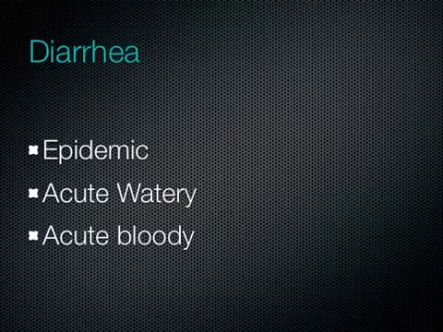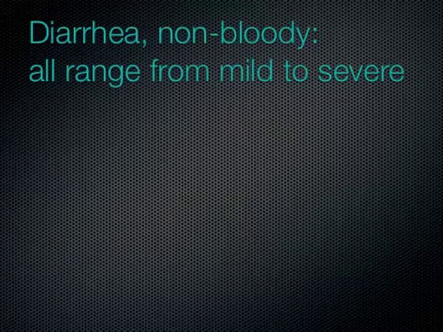So I've broken up diarrhea into basically 3 things we need to think about, and this kind of helps us at home because the chronic diarrhea we don't really care about as much in itself, but the diarrhea epidemic, and then you have acute watery and acute bloody diarrhea. So let's focus on the easier one, which is going to be non-bloody diarrhea, right? Acute non-bloody diarrhea.